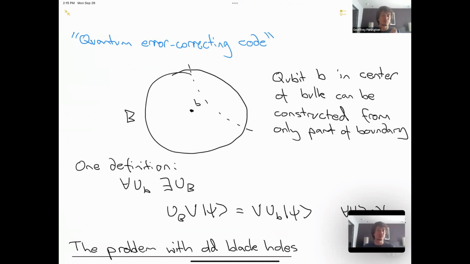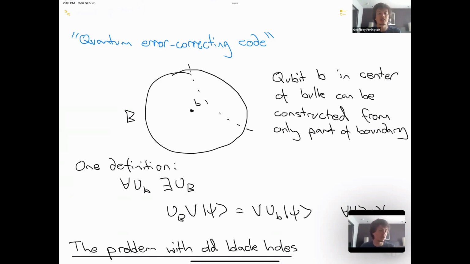In particular, you have some qubit sitting in the center of the bulk, some spin that could be up or down, and there's some operator you want to apply to that spin. From a boundary perspective, we can apply that operator just by acting within this region big B. It'll be some very non-local operator, but it will only be non-local within the region big B. So this is one definition of quantum error correction.